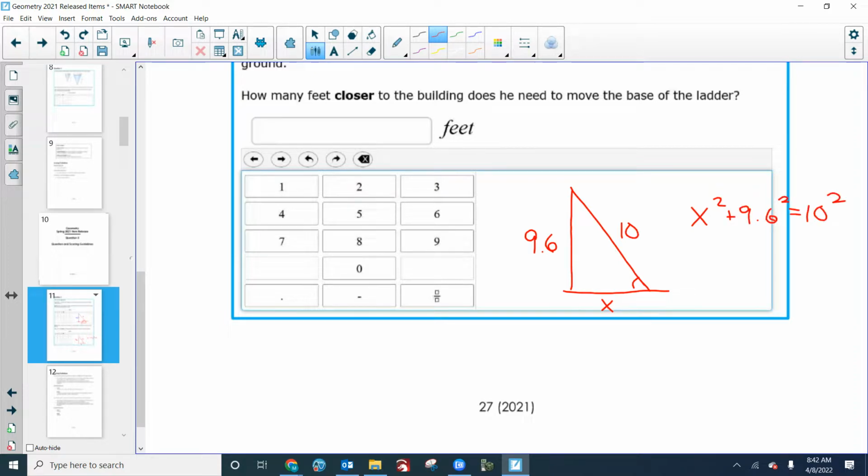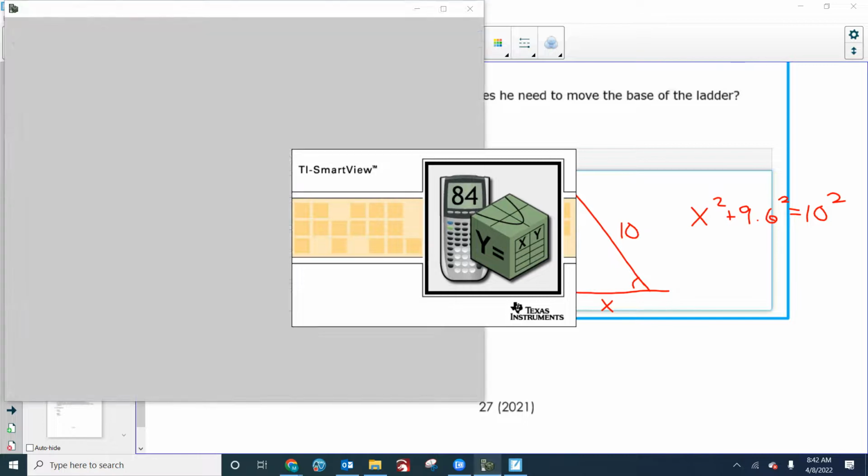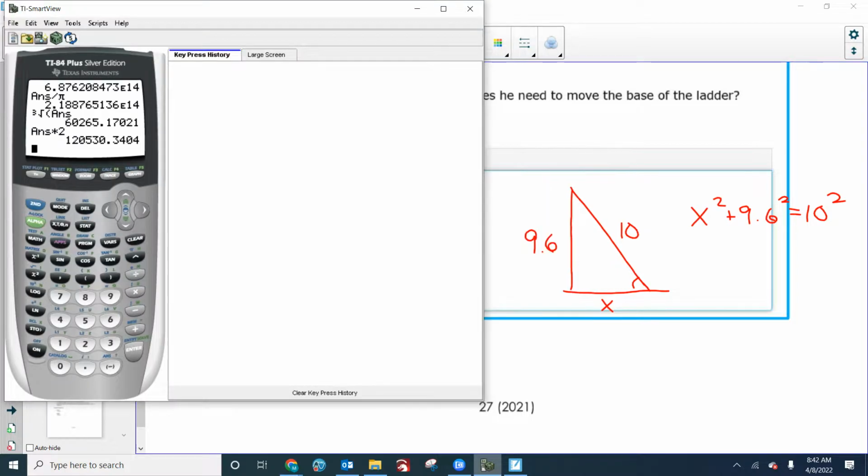Hey guys, quiet please. Hey guys, listen up. As we go through this, I'm going to try to show you some ways. We've already learned all this stuff. I'm going to try to show you some ways that make things easier on the computer or in the calculator.